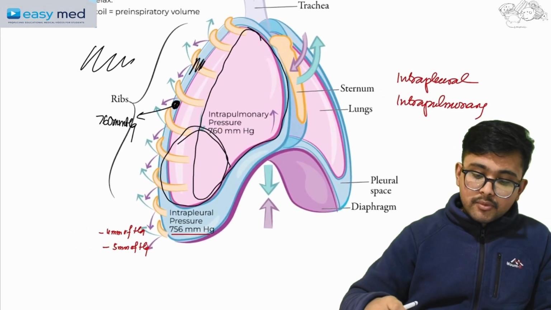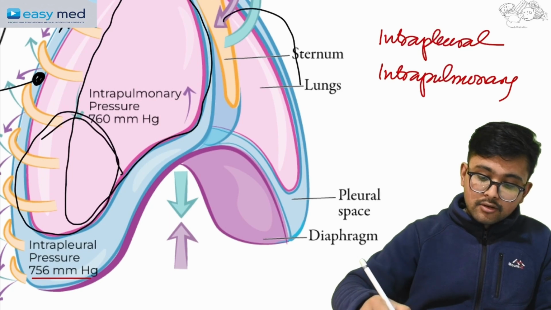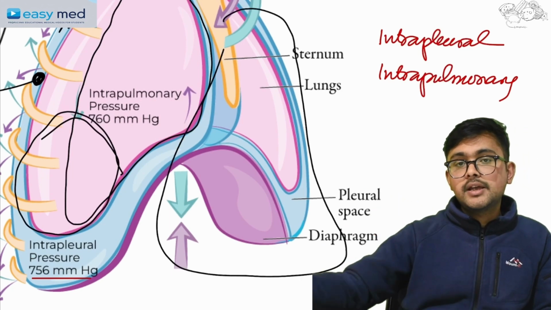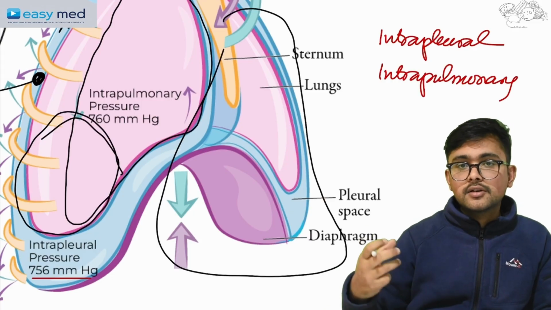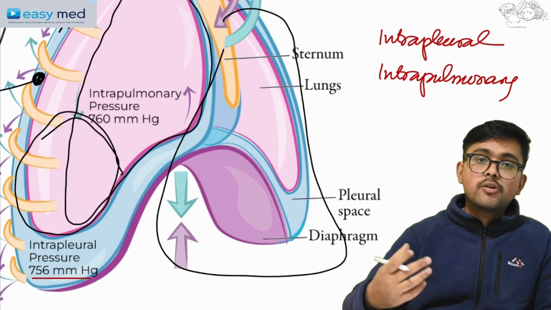How does the body react? The body reacts by hyperinflating the contralateral lung. The remaining healthy lung becomes larger in size and takes up the function of the collapsed segment. So that is how the body compensates.